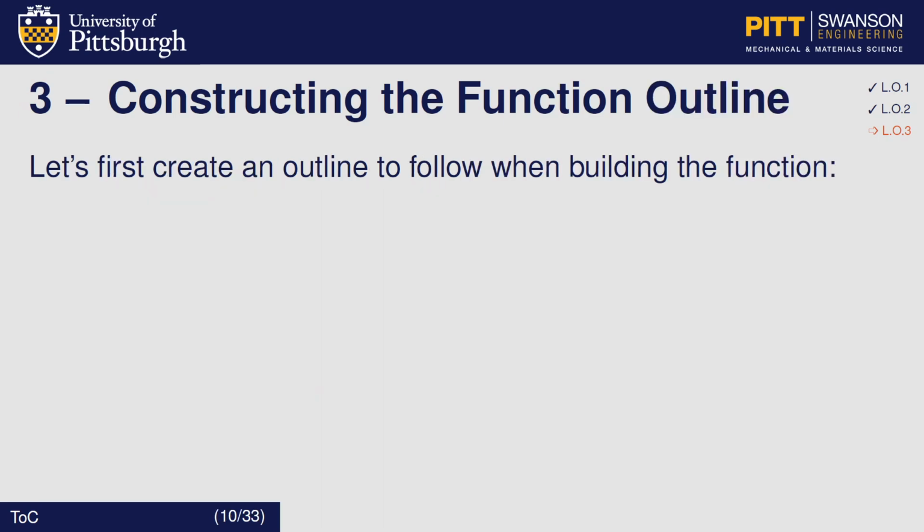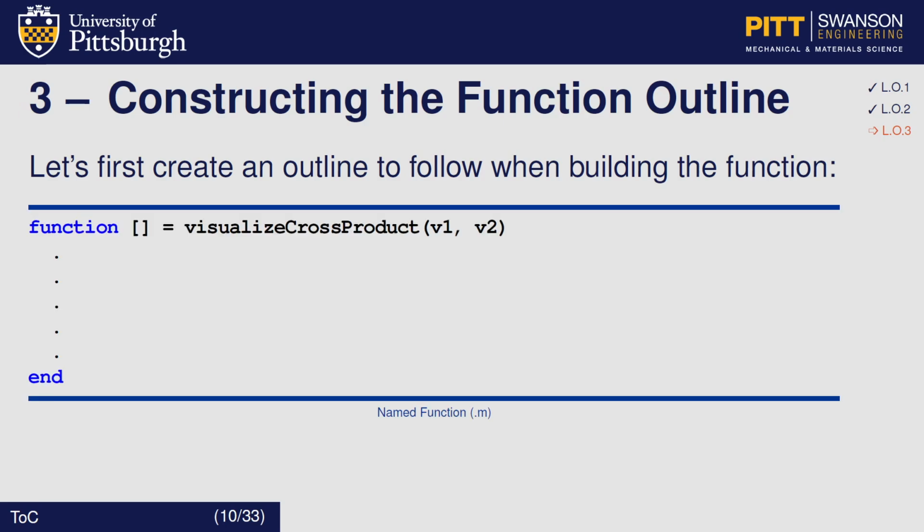Creating an outline right now will help us write code later to give us some structure. So let's start with the skeleton of the function, again using the function and end keywords as we discussed before. Then there will be two vector inputs, v1 and v2, and the output will just be a figure, so there are no variables that need to be passed back from the function, therefore the brackets are left empty.